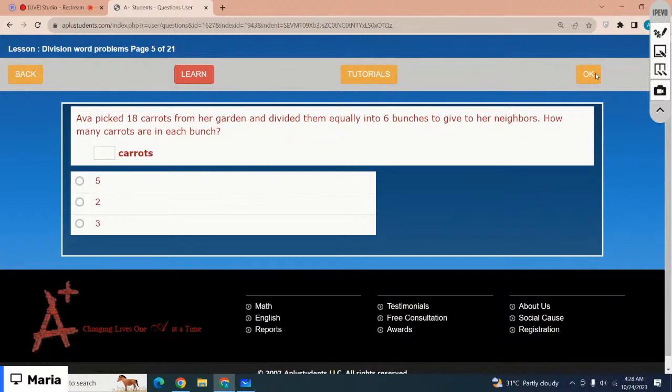6 times what number is 18? Very good. 6 times 3 is 18. That means he can divide 3 carrots in each bunch. The correct option is 3.